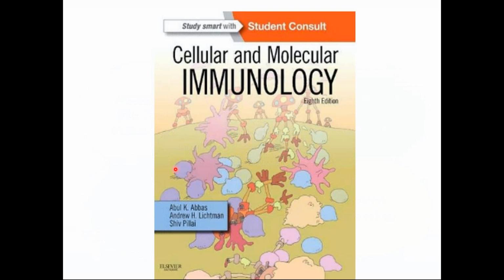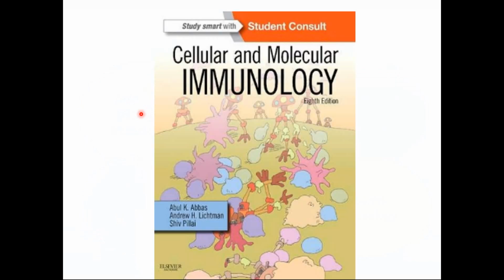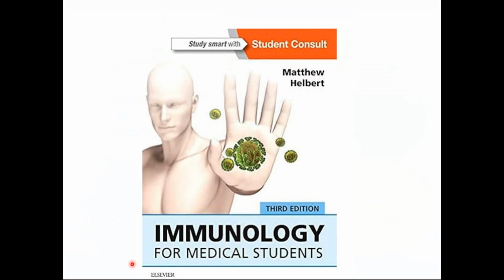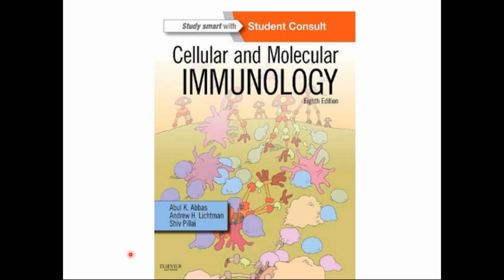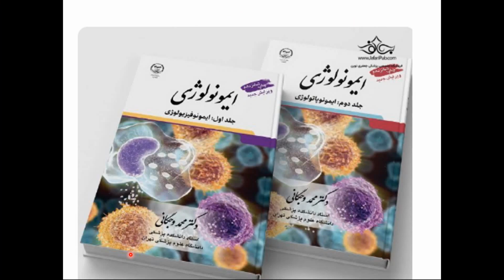The reference for this class is Cellular and Molecular Immunology by Abul Abbas. It has a summarized version for medical students. Well, it's not this one. It's not another version of this book. We also have this book by Matthew Helbert, Immunology for Medical Students, but I encourage you to read Abul Abbas, and this is the book that you need to read for this course. And we have Farsi books by Dr. Vojgani, who is a faculty member here. If you want to read it in Farsi, that would be good.